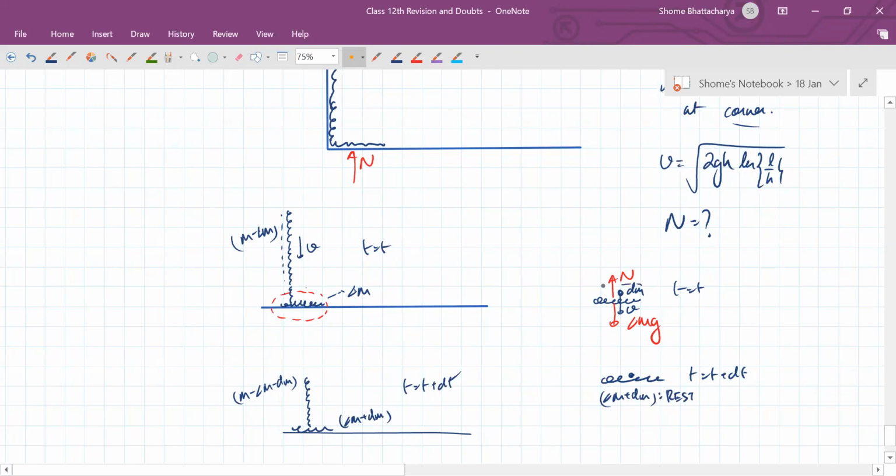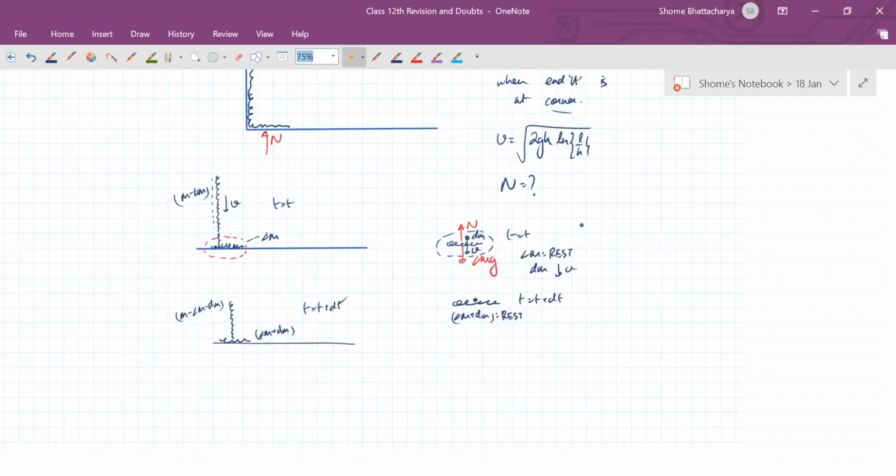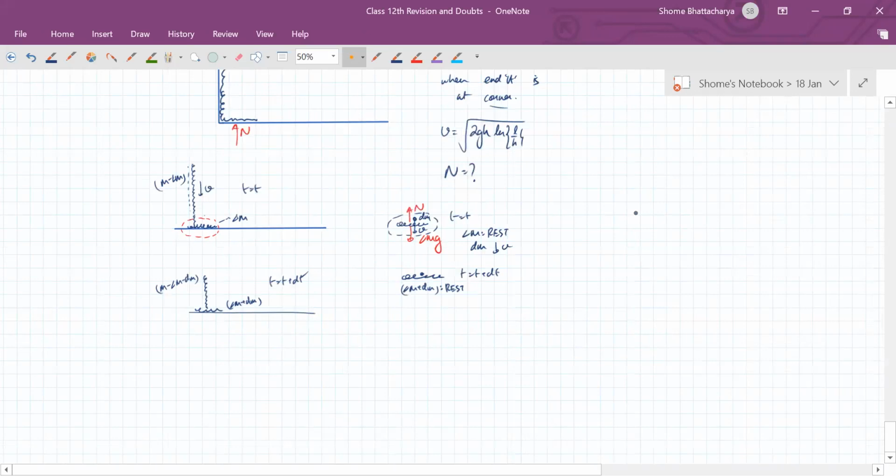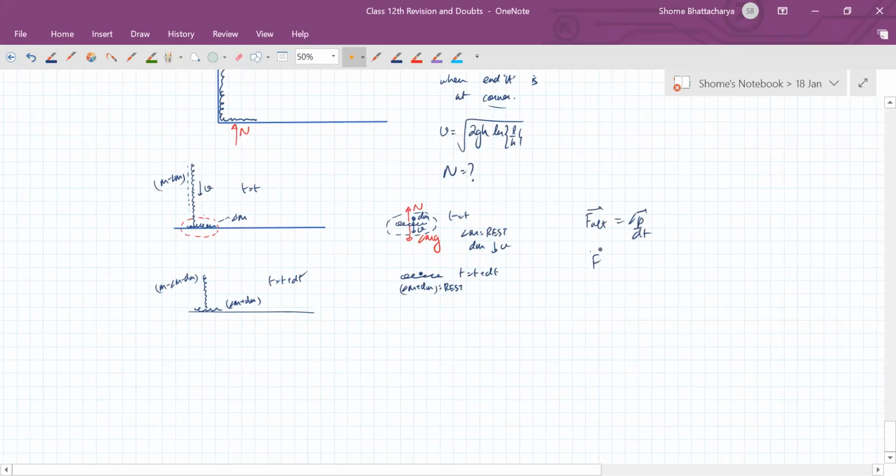But here what's happening, delta m was at rest and dm was going down at speed v. So when we apply Newton's second law, the net force is equal to the rate of change of momentum, or impulse is equal to change in momentum. Going from here to here, the impulse is (N minus delta m g) into that time dt. This is the impulse in the upward direction, which is equal to the change in momentum in the upward direction, which is dm into v.